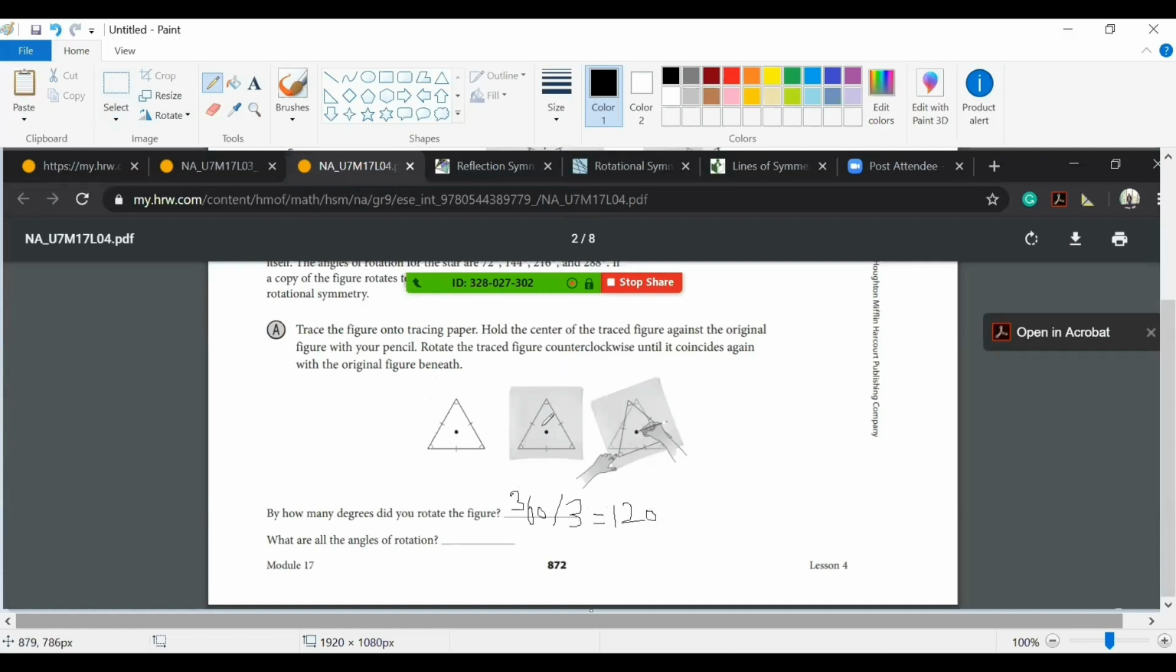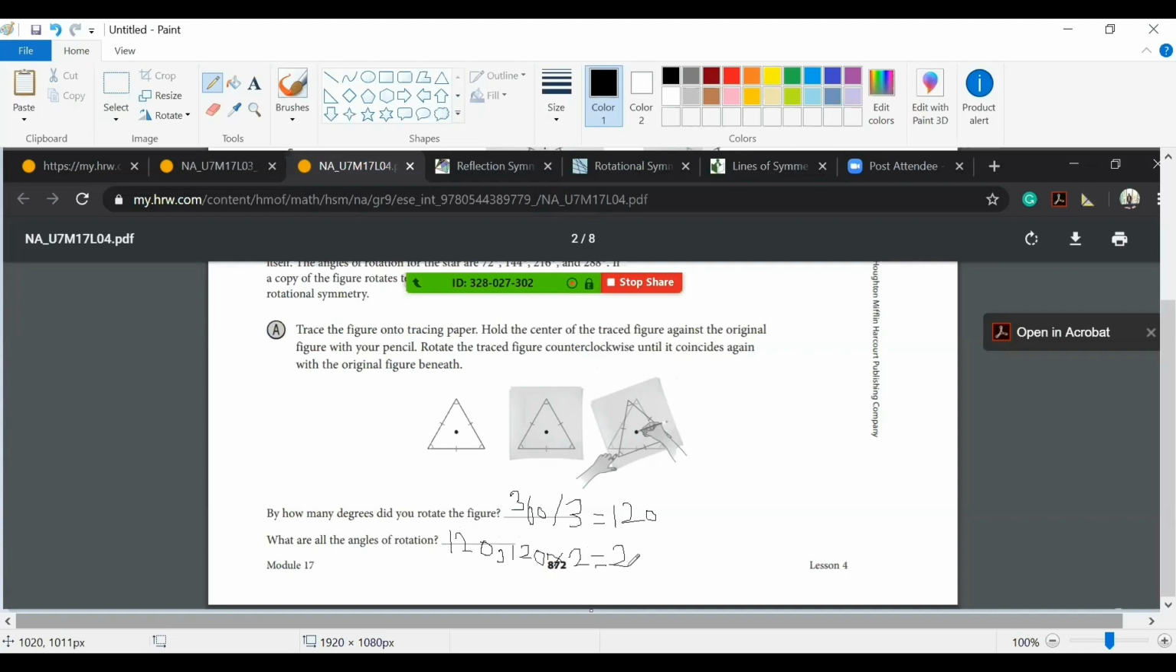So only 120? Actually, no. What do I mean actually, no? In the previous example, in the star example, I told you 72, then 72, then 72, then 72, as if each time you are adding a 72. I can say in here that my angles of rotation will be 120, and then I will add another 120. So it will be 120 multiplied by 2, so it will be 240.